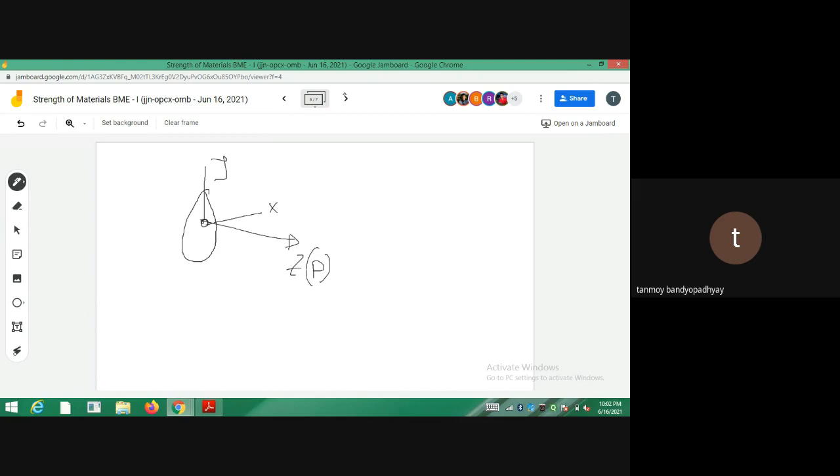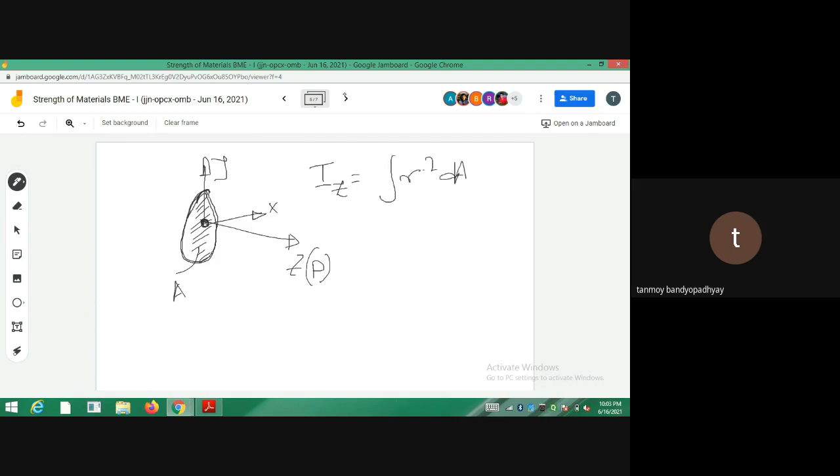Whenever I calculate the moment of inertia of a cross-sectional area about an axis which is perpendicular to this plane, see, the x and y axes are parallel to the cross section that I am considering, but the z axis is perpendicular to it. Whenever you calculate the moment of inertia about an axis perpendicular to the cross section, you get the polar moment of inertia. That is Iz. What is Iz? Iz we know is r squared dA.